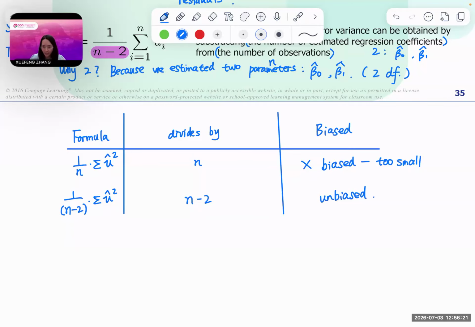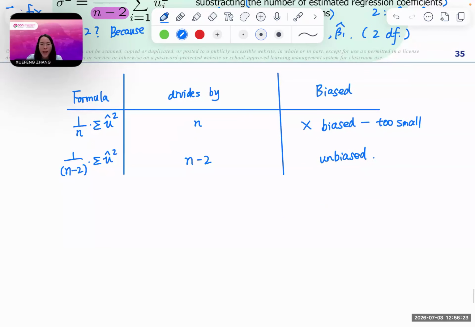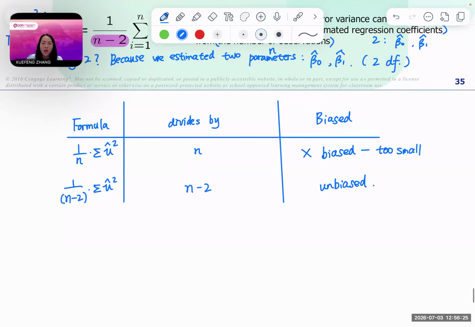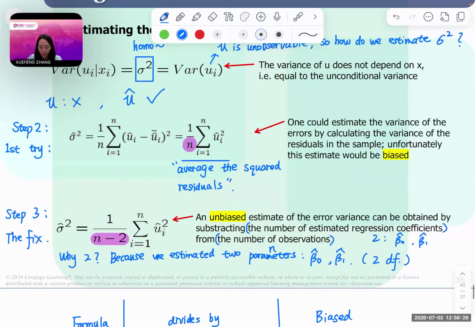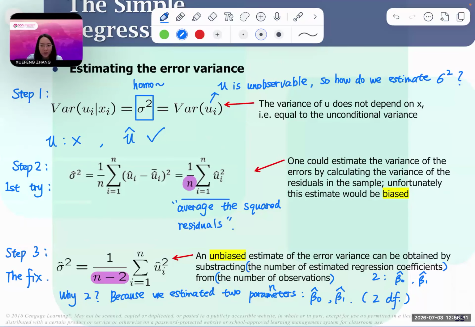unbiased, okay? We estimate sigma square using residuals, but divide by n minus 2, not n, because we already used the data to estimate two parameters, which are beta 0 hat and beta 1 hat. This gives us an unbiased estimate.